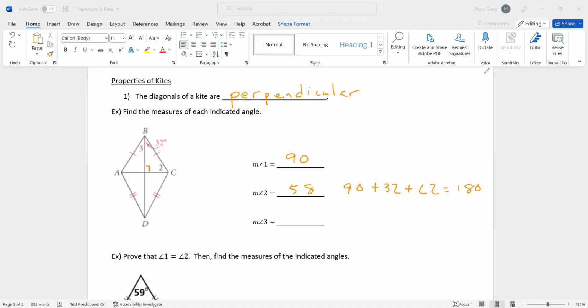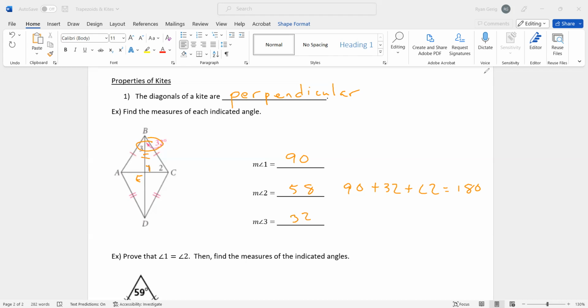Angle 3, not as easy, but I'm going to tell you it's 32, and here's why. I can prove those two triangles are congruent. I'm not going to go through the whole proof. I'm going to talk through it, but let's say this is point E in the middle. Well, BE is congruent to itself, right? So I'm going to put 2 marks there. Now I have the HL theorem that proves that triangle ABE and CBE are congruent. Therefore, those two angles here are congruent.